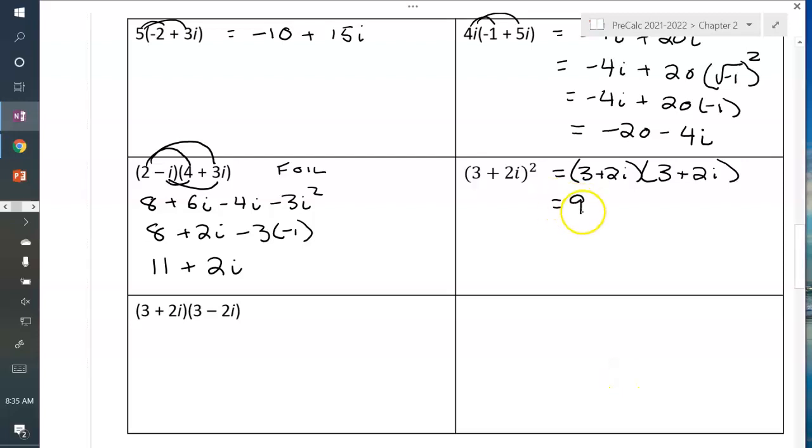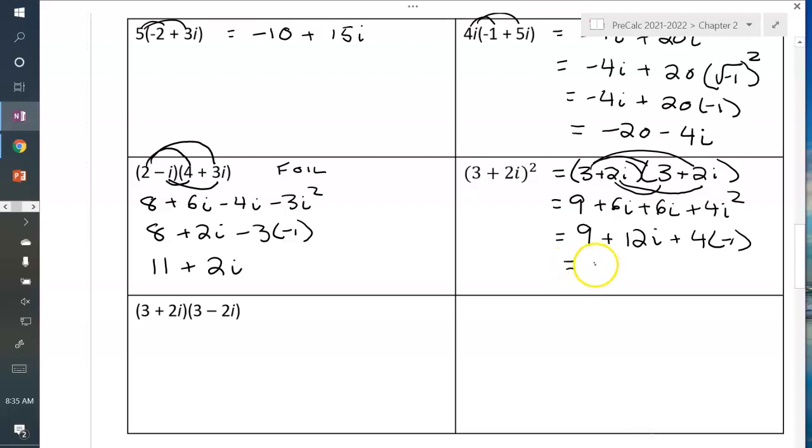3 times 3 is 9. 3 times 2i is 6i. So that's my first term. Second term, 2i times 3 is another 6i. 2i times 2i is 4i². So I get 9. Combine like terms, so plus 12i plus a 4 times a negative 1. That's going to give me 5 + 12i.